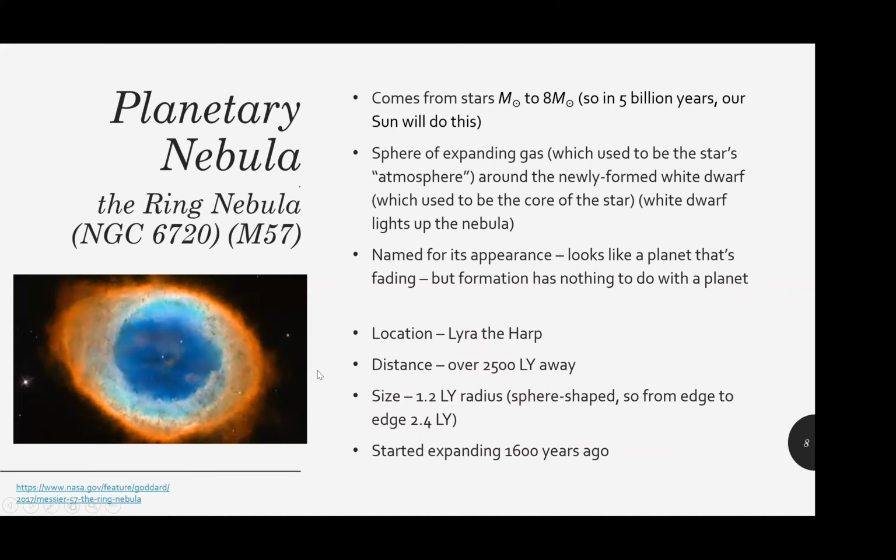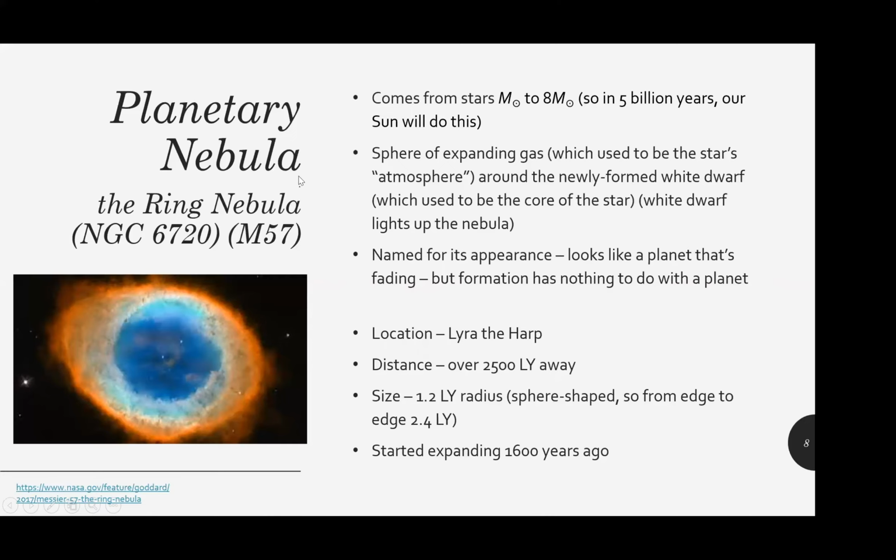So how does this happen? A planetary nebula occurs when a star reaches the end of its life, and its atmosphere starts cooling down and therefore starts to expand outwards. And in the center is right here, this one's just a background star, but this one in the middle is a white dwarf, which used to be the core of the star. And interestingly, the white dwarf, even though it's really small, lights up the entire nebula so that we can see it.